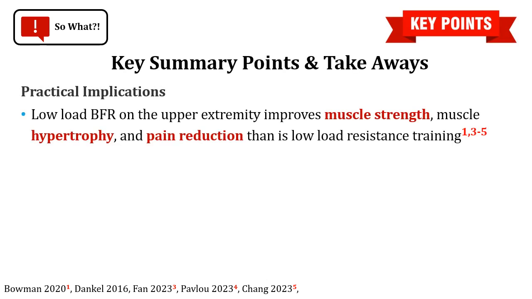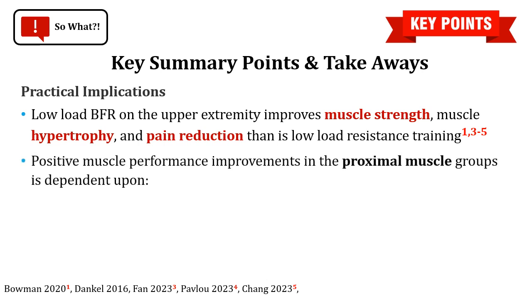And then moreover, we see that the low-load BFR, particularly in the upper extremity, improves muscle strength, muscle hypertrophy, improves pain reduction as compared to that of low-load resistance training. We have positive muscle performance improvements, not only in the distal, but particularly the proximal muscle groups, which is dependent upon the limb occlusion pressure and the duration of the occlusion.